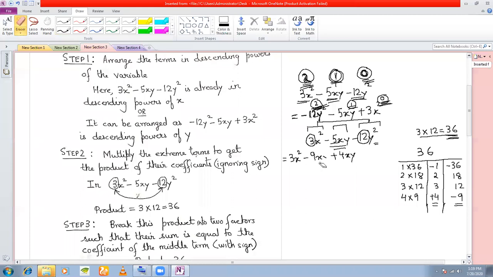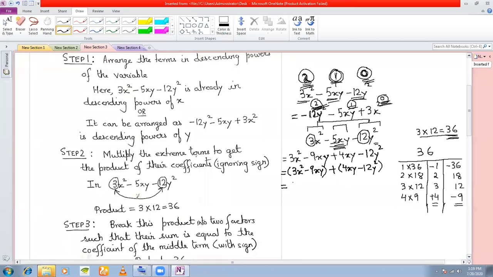Because this is the main step. And I write the last term as it is. Now what I do is now it is only a question of normal grouping. So what I do is I group the first and the second, and I group the third and the fourth. Any way you group it will work. Whether you're taking first and second, third and fourth, or even if you take first and third, it will work. Main step is breaking up this 5xy into two factors. Understood?